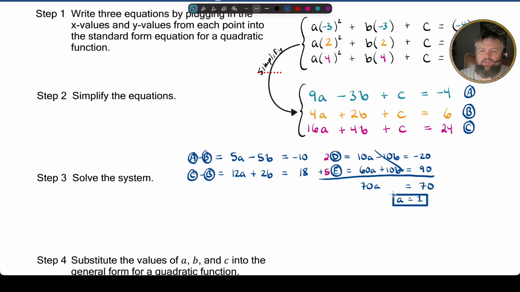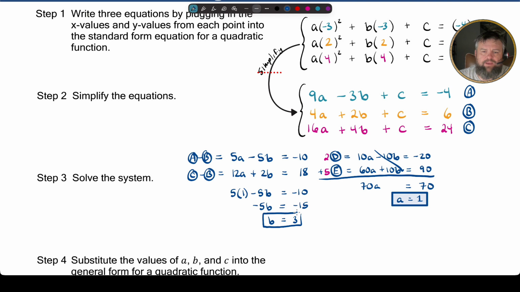Now we're going to pick equation D. We're going to go back to that and plug in 1 in order to solve for B. So we're going to say 5 times 1 minus 5 times B equals negative 10. Okay, well, this is 5. We're going to subtract 5, so we're going to get negative 5B equals negative 15. Okay, and then by dividing, we're going to get B is 3.